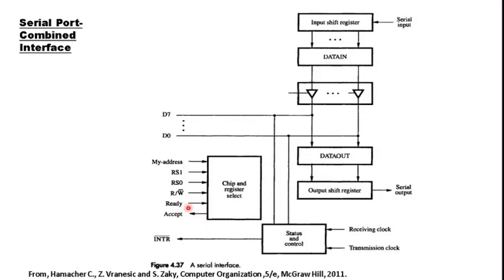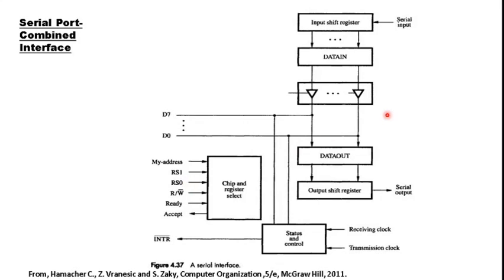Then we have ready and accept pins, and these pins are used for asynchronous data transfer, as we have seen in master slave protocol. Then we have a read write pin, which indicates the operation that is to be performed by the I/O device. Then we have two pins, RS1 and RS0, which are known as register select pins, and this will help us to select the required component within this interface for a read or write operation.